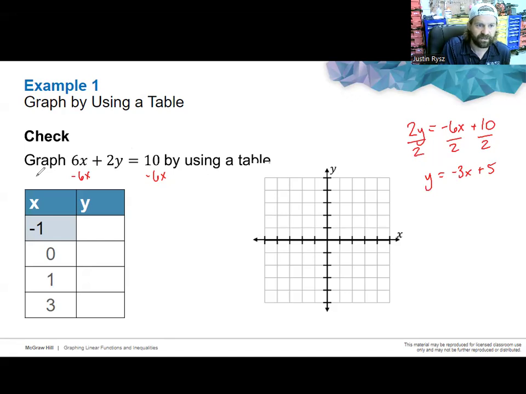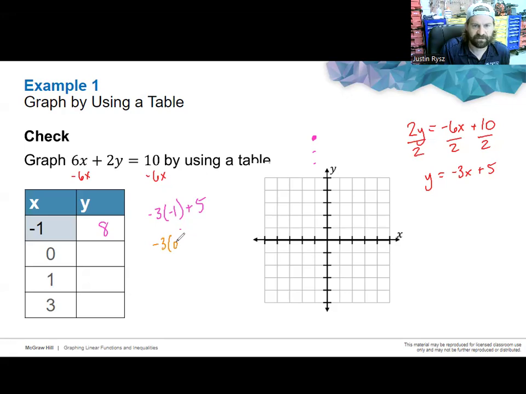Okay, so now let's plug in some numbers here. If we are going to plug in -1, what is -3 times -1 plus 5? -3 times -1 is a +3. 3 plus 5 is 8. So at -1, we're up here at 8. 1, 2, 3, 4, 5, 6, 7, 8. I'm going to just guess it. It's up here.